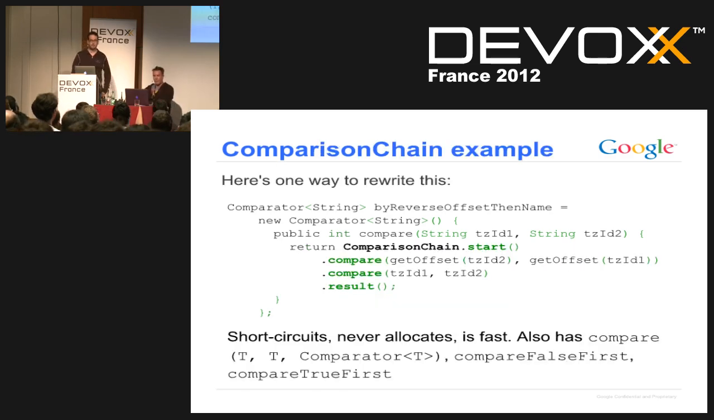We offer a couple of libraries to help you rewrite this. One of them is called ComparisonChain. You're still going to implement Comparator or Comparable, but you have a very easy way to provide your comparison logic in a single statement. You simply say, the first thing I want to do is get the offset for each of them and compare them. And notice here, let me go back to the previous slide.